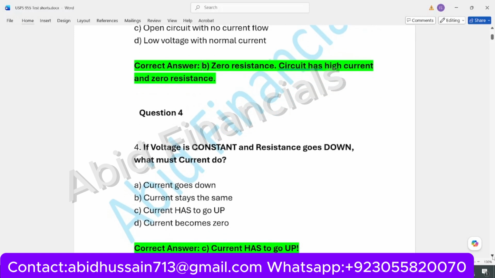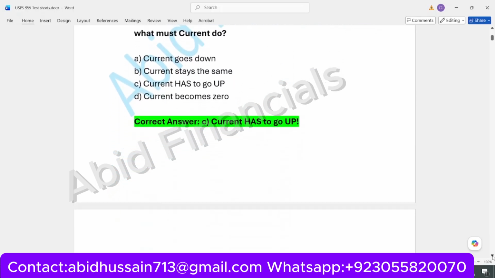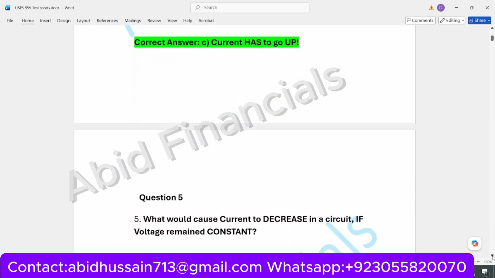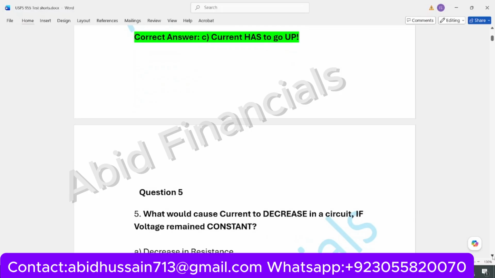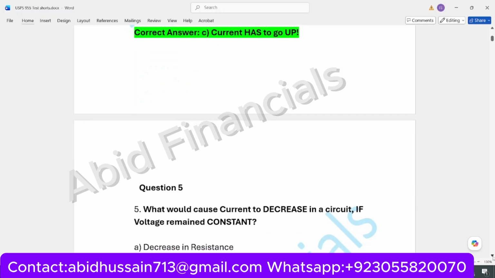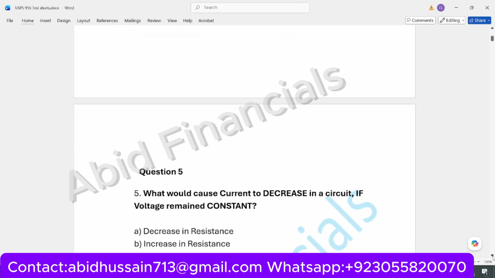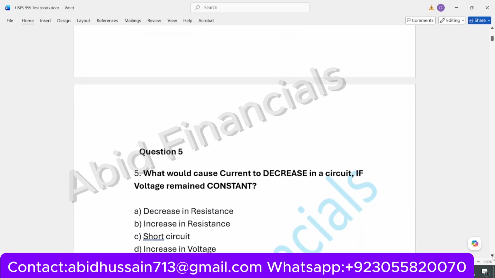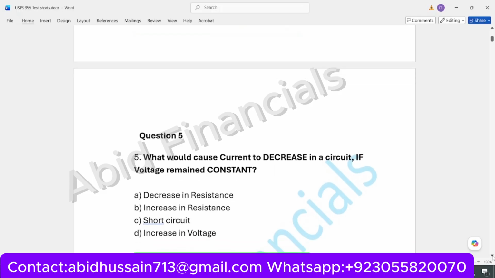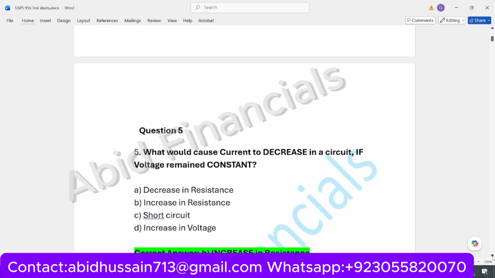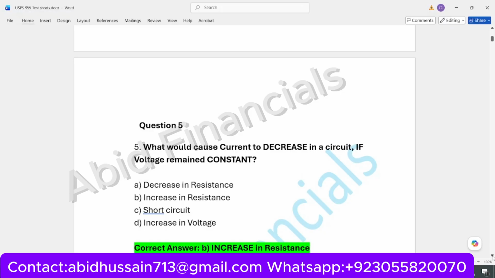Question number 5: what would cause current to decrease in a circuit if voltage remained constant? Option A: decrease in resistance. B: increase in resistance. C: short circuit. D: increase in voltage. The correct option is increase in resistance. Option B is the correct answer.